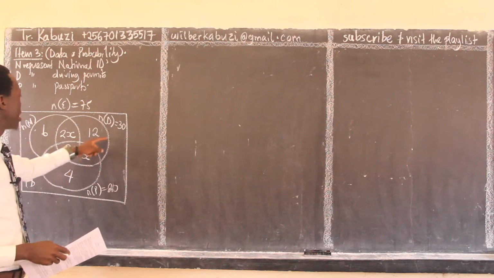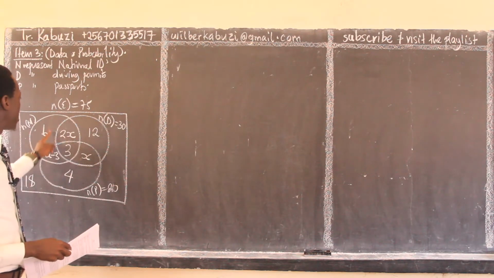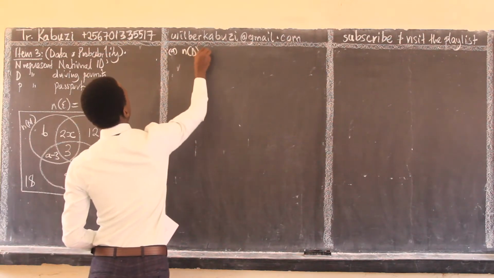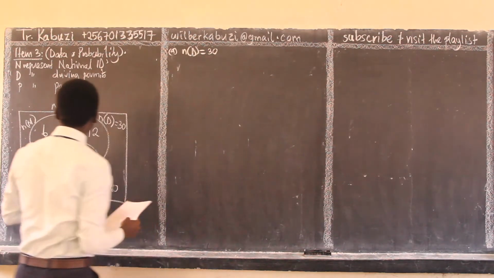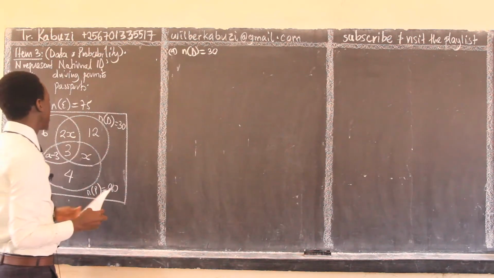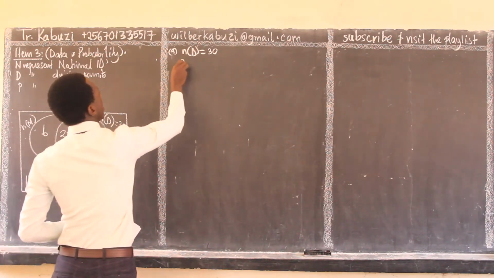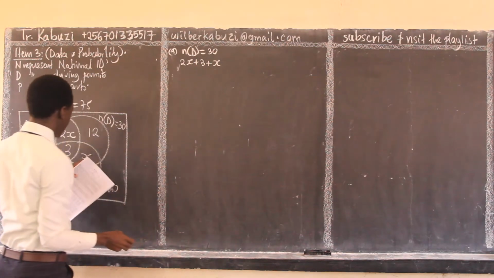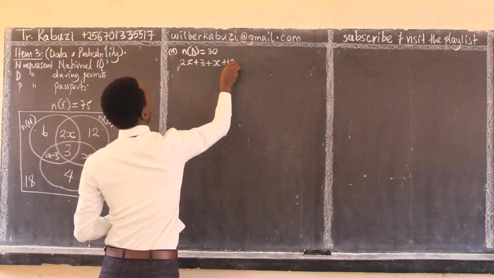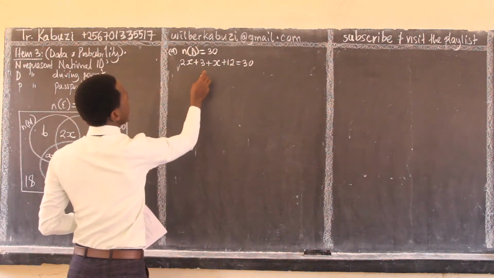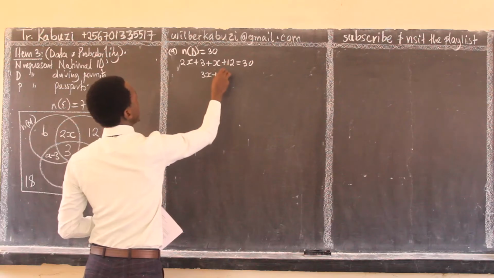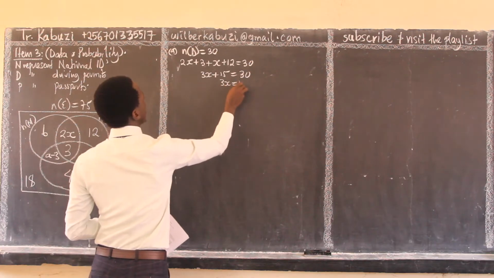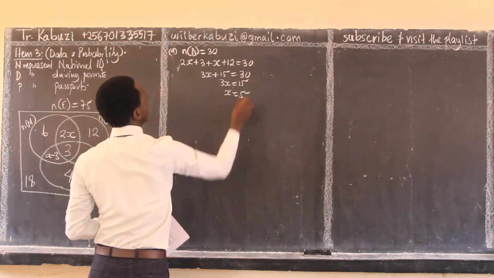The easiest way of getting the first unknown X is by using this set here, driving permits, 30. So when I add everything in here, I have to get 30. That is now 2x plus 3 plus this x, then plus 12, equals 30. So this will be 3x plus 15 equals 30. My 3x equals 15, and so my x is 5.